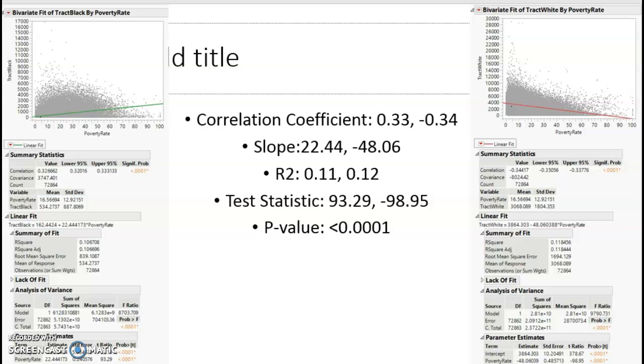The R-squared value for tract black is 0.11. So 11% of the variability in populations of black people is explained by poverty rate. And for tract white, it is 0.12, so 12% of the variability in populations of white people is explained by poverty rate. The test statistic is 93.29 and -98.95 for tract black and tract white respectively. And for both, the p-value was less than 0.0001.